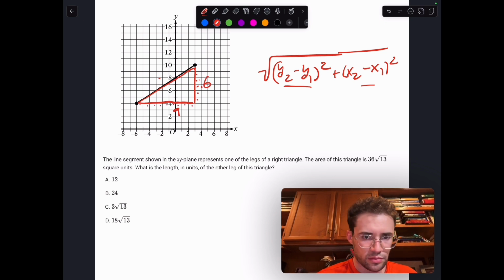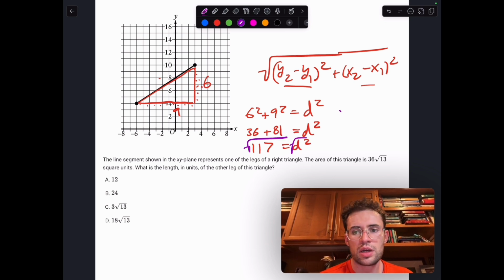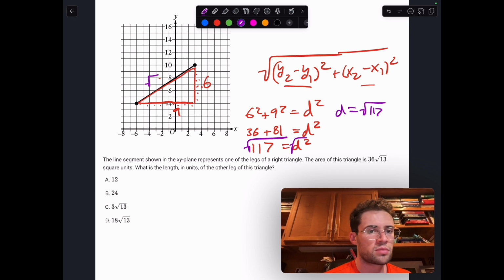So we've got 6 squared plus 9 squared is equal to our distance squared. That means 6 squared is 36, 9 squared is 81. So distance squared equals 36 plus 81, which is 117. Then to find the distance, you just do the square root of both sides. Distance equals square root of 117. All right, so that's that length there.